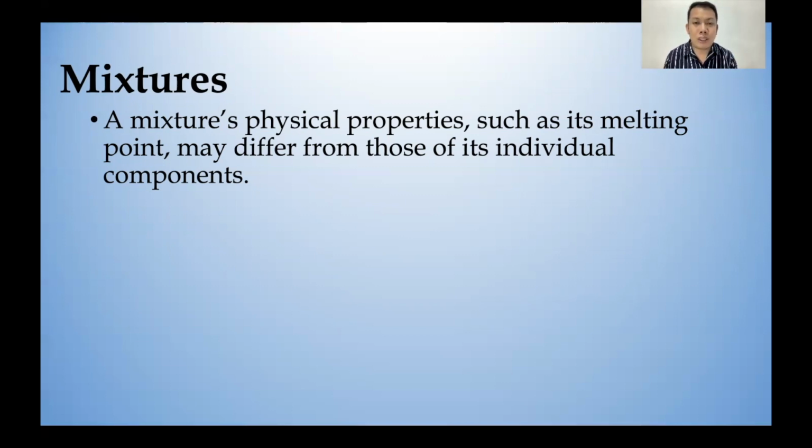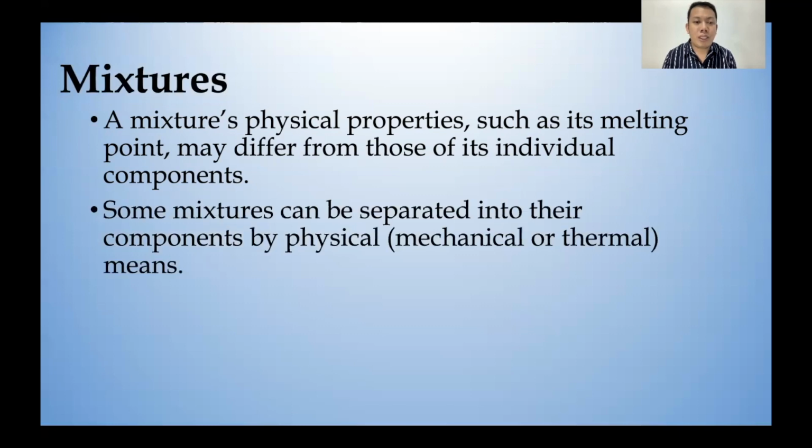In a boiling alcohol solution, you might think that the alcohol is not yet evaporating. In fact, if you reach the boiling point of the alcohol, it will not boil because there is more water than alcohol, but it will evaporate. The alcohol will eventually evaporate ahead of water. Okay? So, some mixtures can be separated into their components by physical, mechanical, or thermal means.